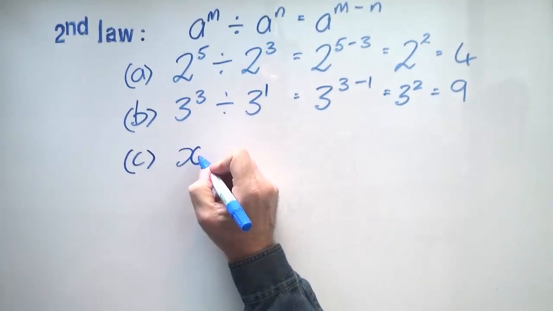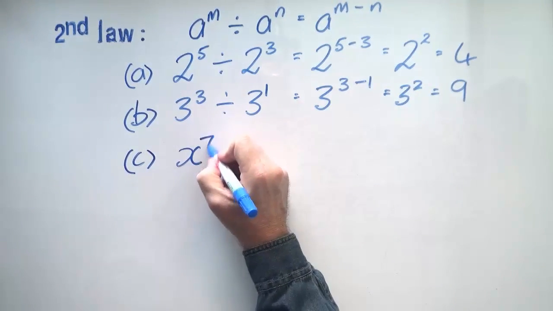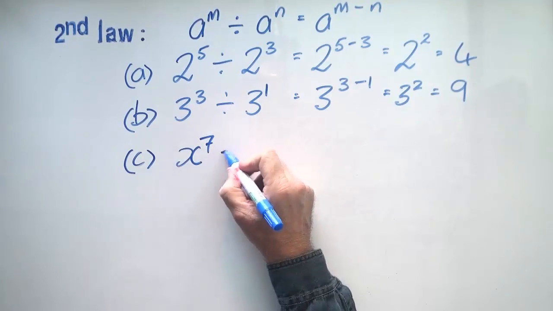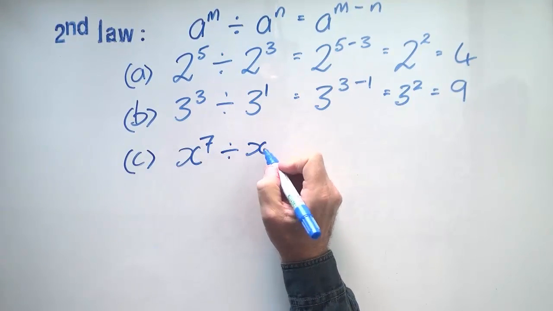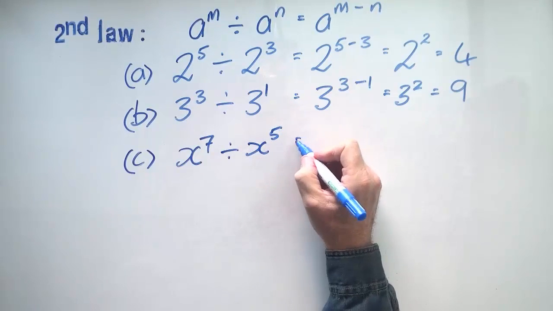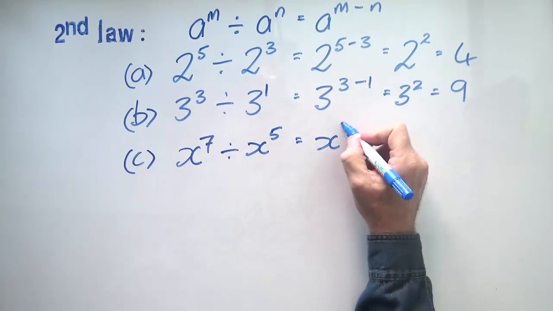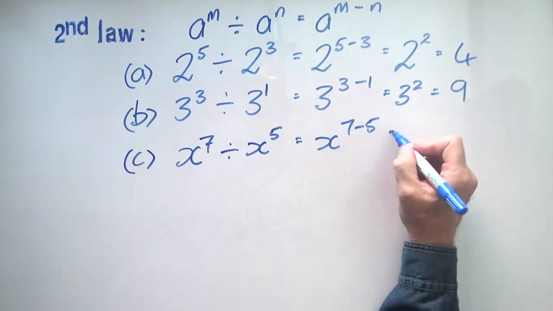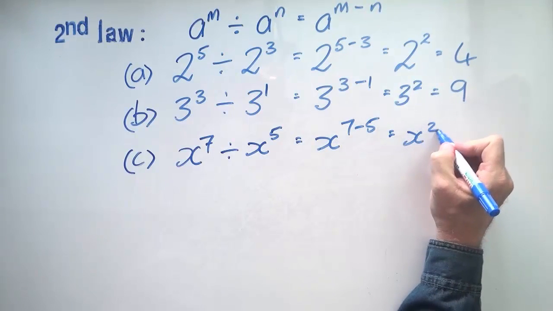This doesn't have to be a number, it can be a variable. So we could have x to the 7th power divided by x to the 5th power. That will be x to the 7 minus 5 equals x squared.